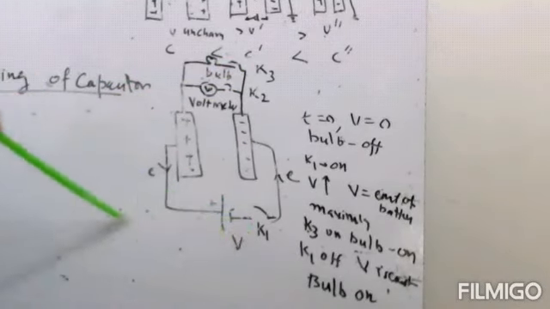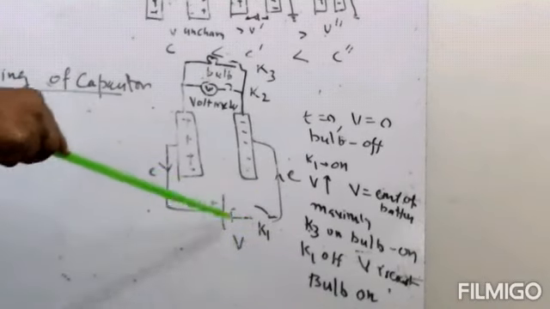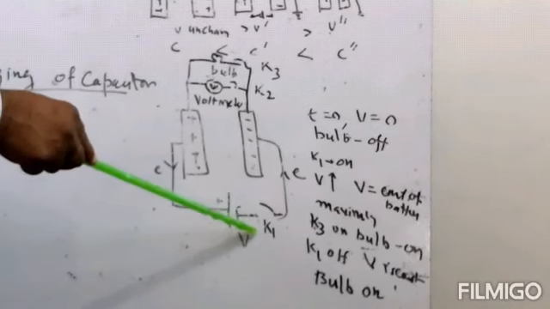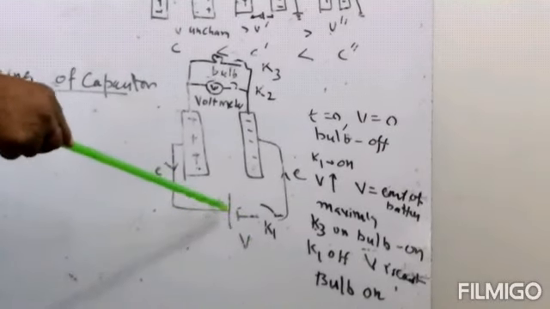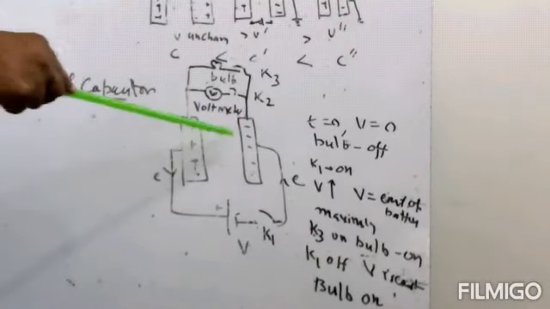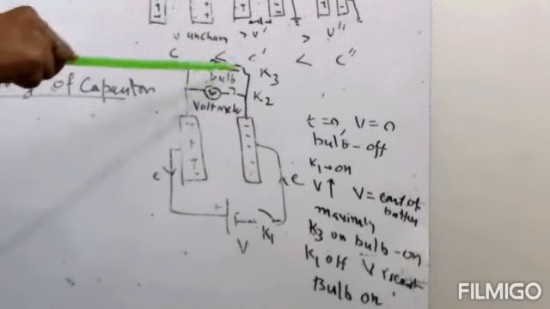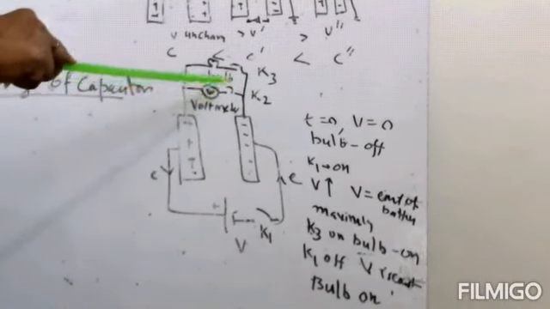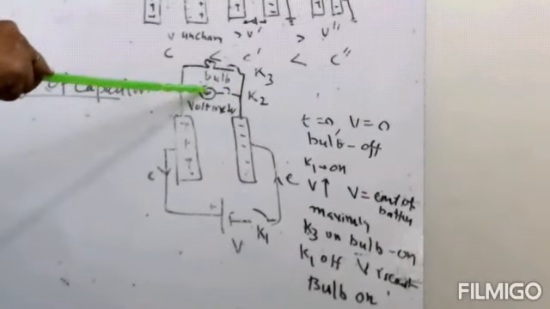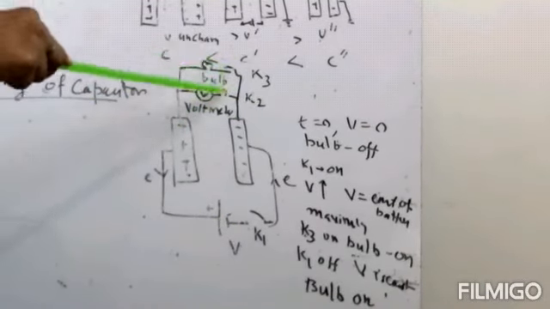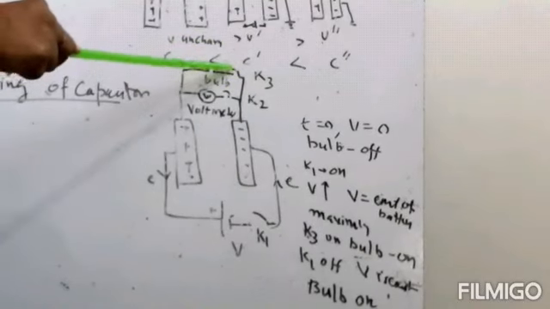Now if we remove this key, so that it is off, then no supply is given to this plate or that plate. Now the capacitor is fully charged. If we press the other key, it will show the voltage, and the voltage will be the same as when the key was on, and the bulb will glow.